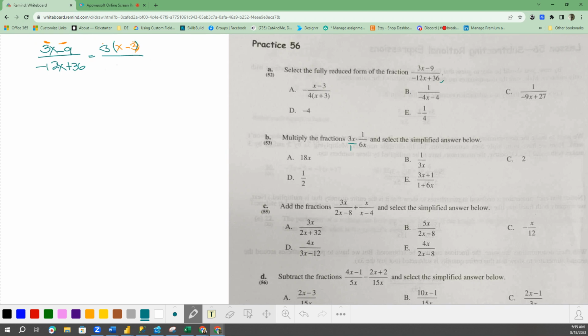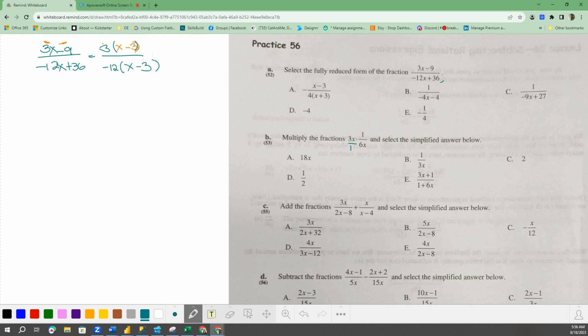Now you do the same thing for the denominator. You have negative 12x plus 36. Since that negative 12x is the one with x and it's negative, you probably want to factor out the negative 12. Negative 12x divided by negative 12 will give you an x. Next, 36 divided by negative 12 will give you a negative 3.